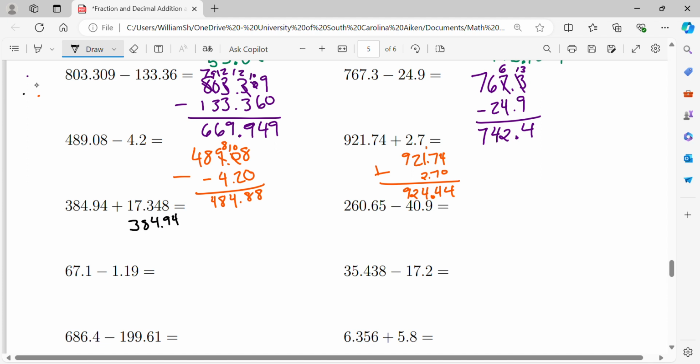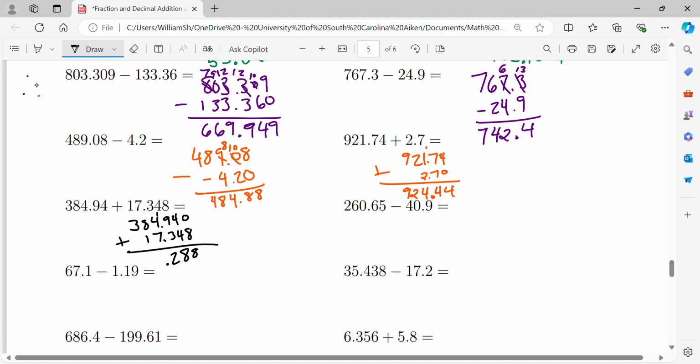384.94, 17.348. And this is an addition. Okay, I can put the 0 placeholder if I want to. 8 plus 0 is 0. Or sorry, 8 plus 0 isn't 0, is it? 8 plus 0 is 8. 4 plus 4 is 8. 9 plus 3 is 12. Carry the 1. Don't forget to drop your decimal.